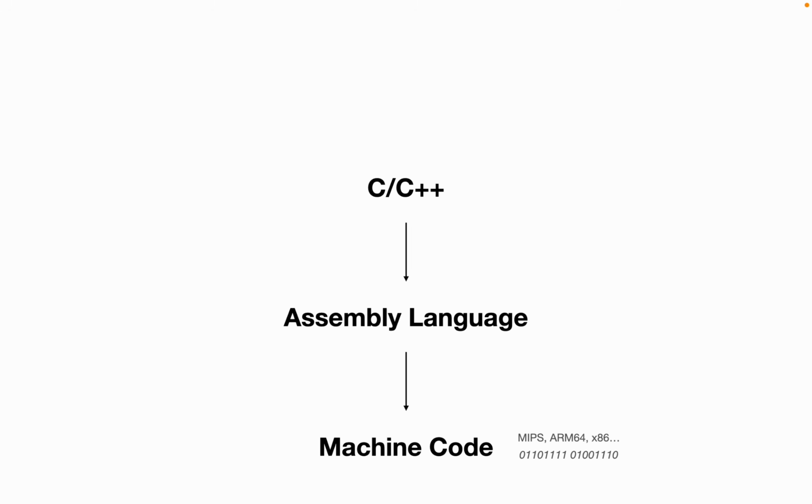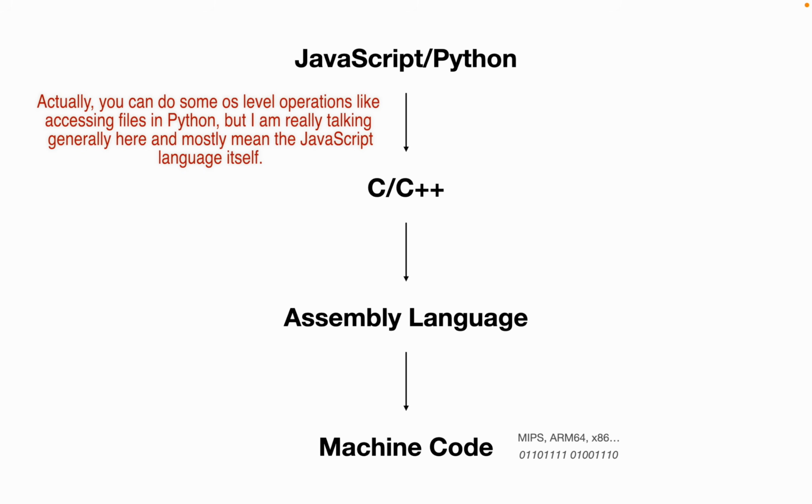Now, if we go a level up, we have very high-level programming languages like JavaScript and Python. These are incredibly high level, and usually with these languages, you don't have access to the hardware. For example, with JavaScript, you can't just access files. You can't send a network request, because to do those things, you need to be able to talk to the hardware, and with these languages, you can't do that.